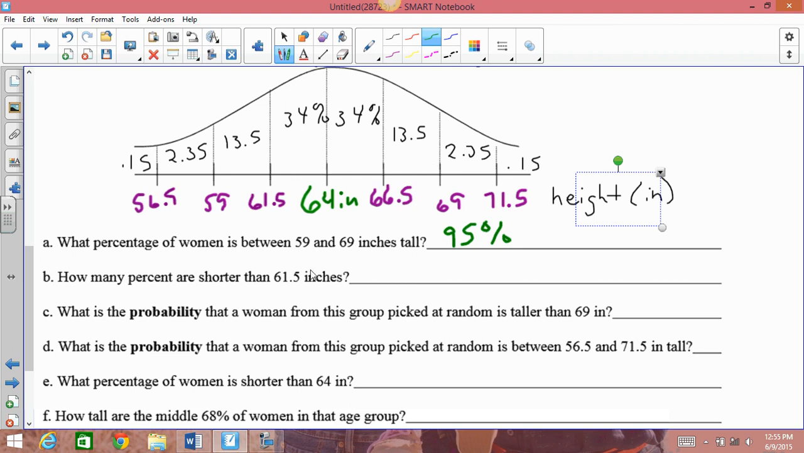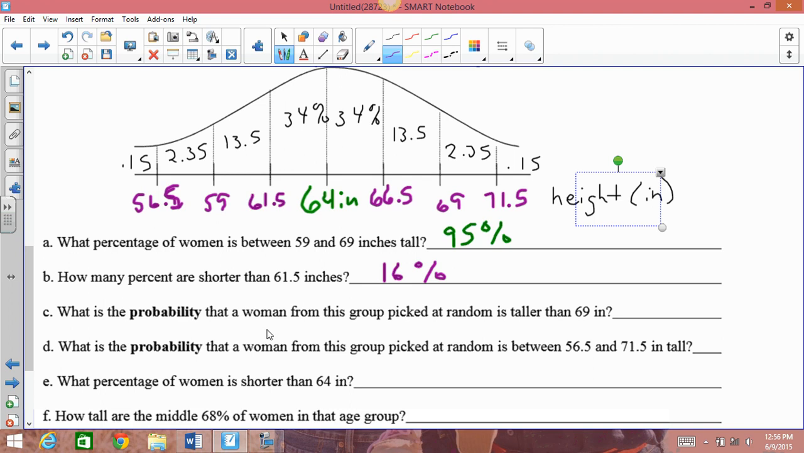What percent are shorter than 61.5? So here's your 61.5. Now you want to be shorter than that, so you go to the left, and anything over here to the left gets included in, even someone shorter than 56.5 inches. So 13.5 plus 2.35 plus 0.15, that puts you at 16%. So 16% of the population is shorter than 61.5 inches.